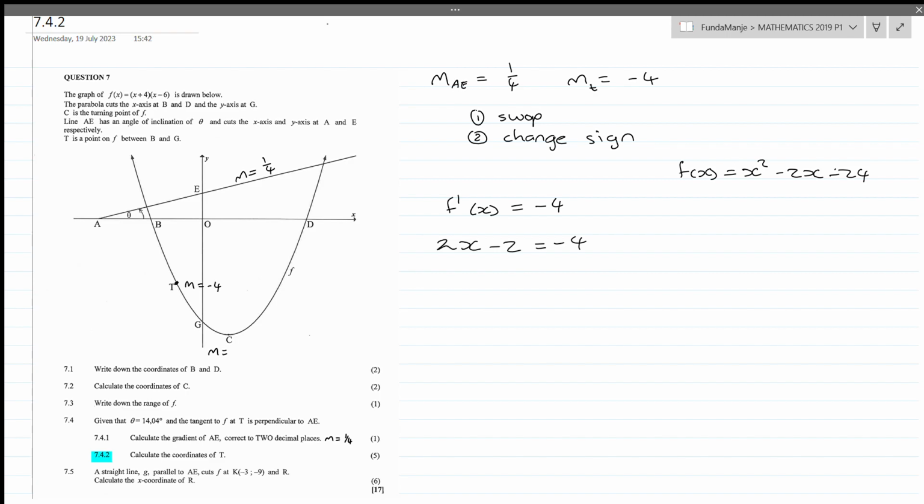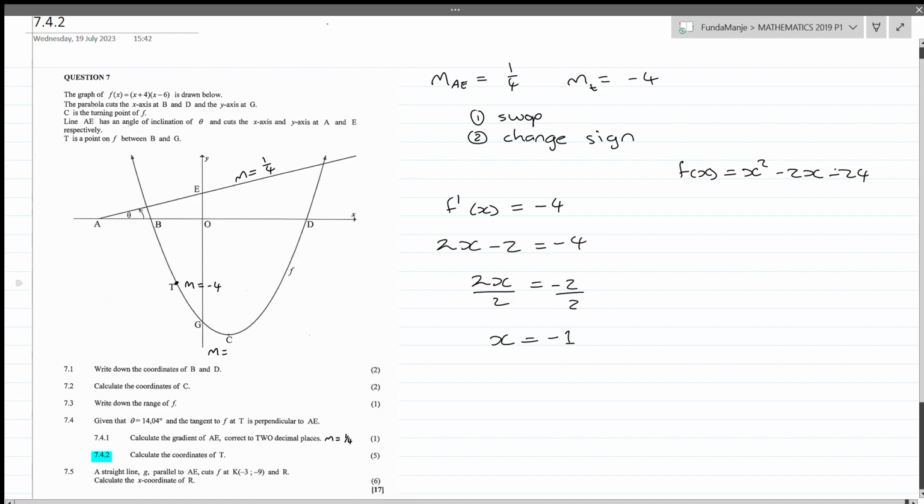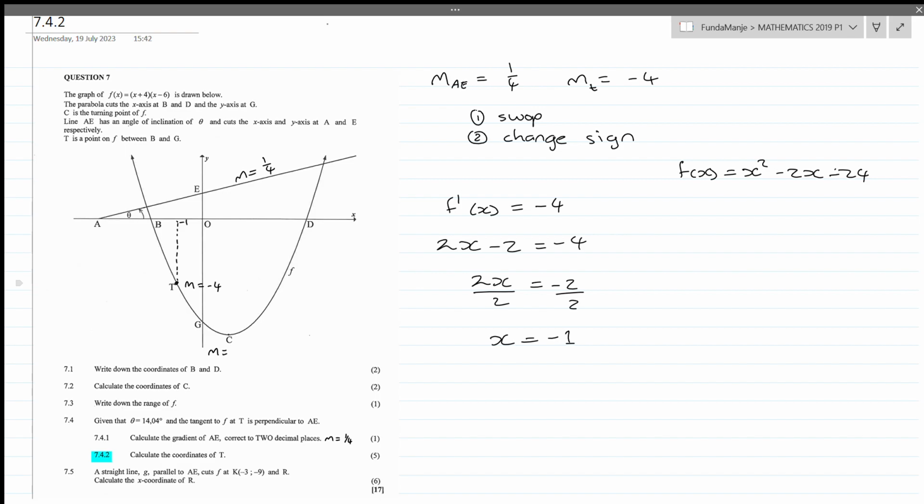Then you can take the -2 to the other side. It becomes 2x equals -2. Divide both sides by 2 and you get x is equal to -1, and -1 can be seen as approximated to this point over here between the origin and B, which makes sense.